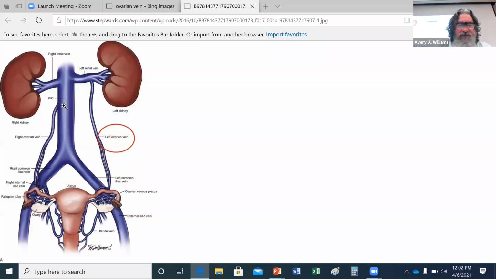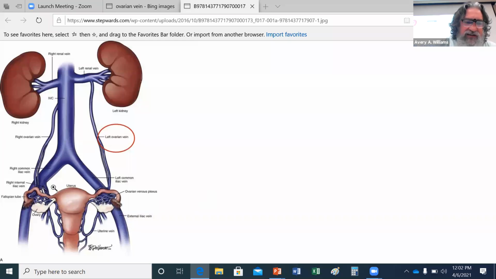Anybody? And look, in here, you can kind of see the right common iliac vein. This is the left common iliac vein. In the background, you can see a little branch right there. Those are the internal iliacs. And after the internal iliacs, you got these big long ones that are coming out to the thigh. That's the external iliacs. The arteries do the exact same thing.